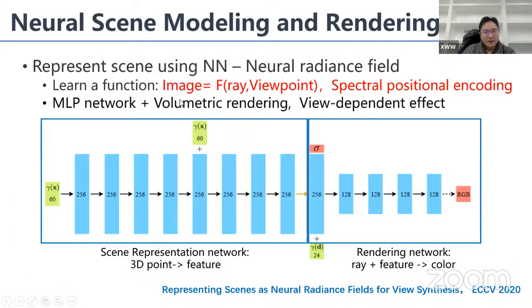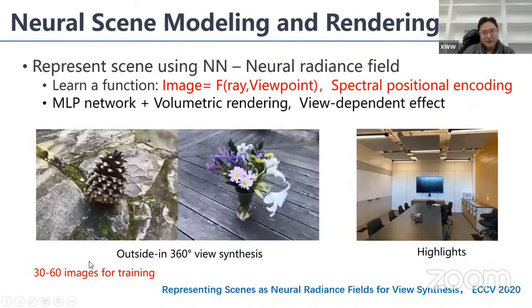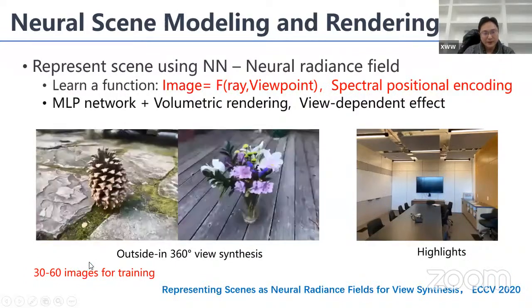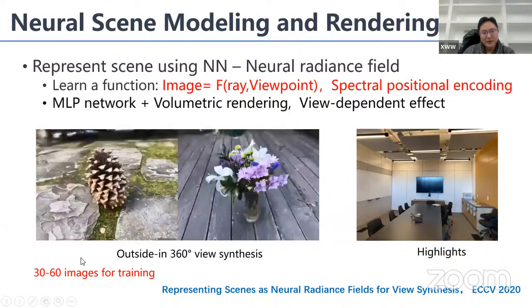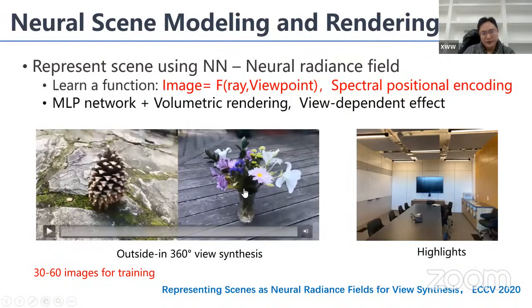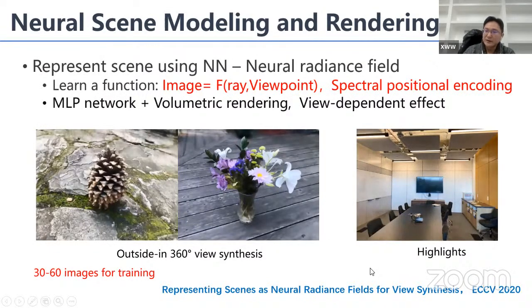So this is the famous neural radiance field paper. It adopts spectral positional encoding to improve the quality of the rendered image. So given the ray and the viewpoint, the neural radiance field network can approximate the rendering process very realistically. It can be viewed as the network remembering the light field. So this is the view interpolation result. It can also simulate the view-dependent effects.